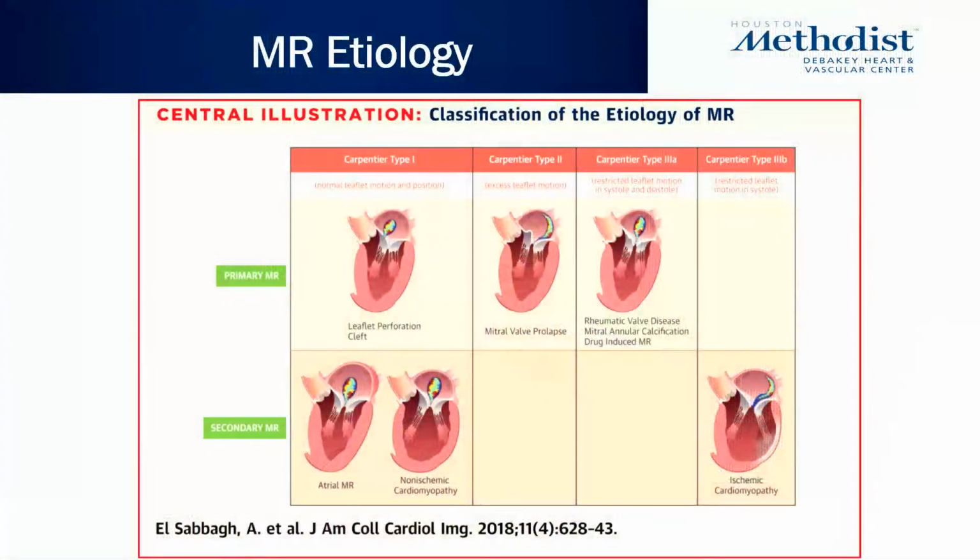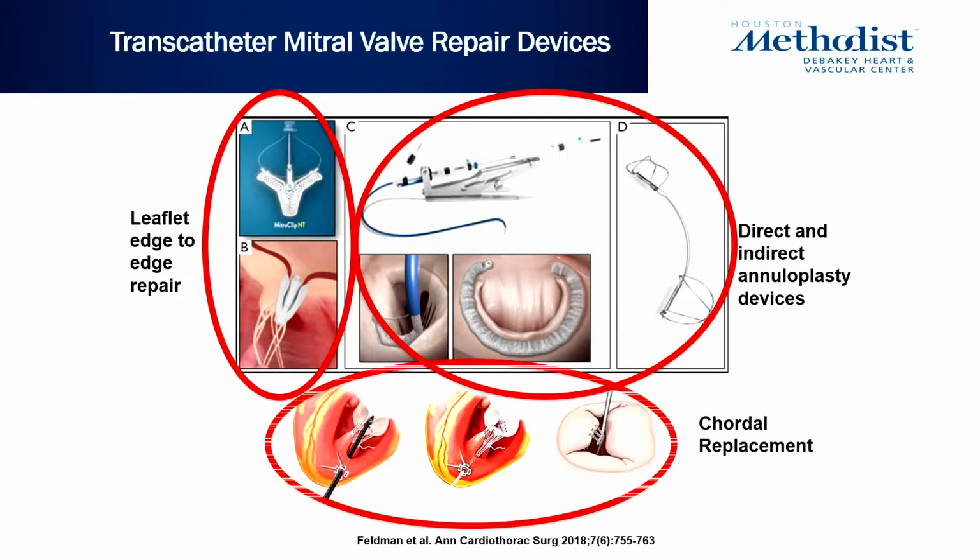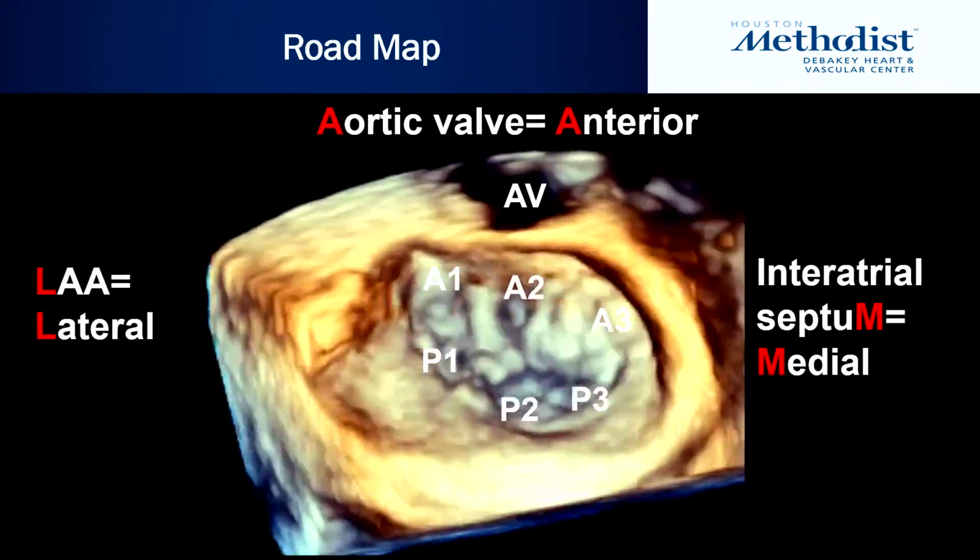So remember that as part of your MR evaluation, you want to identify your mitral regurgitation etiology, which can be divided into primary versus secondary. Primary is where you have your perforation, clefts, prolapses, and flails, and secondary could be either due to functional ventricular dysfunction or atrial dilation. There are multiple transcatheter mitral valve repair devices, some of which are being studied under clinical trials. The ones that are currently approved are the edge-to-edge repair devices.